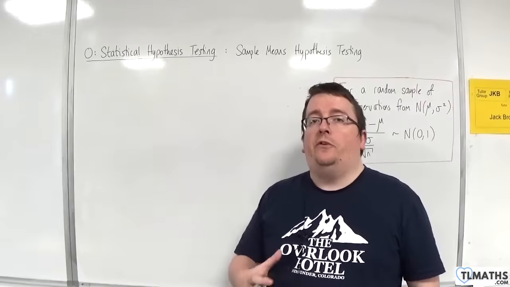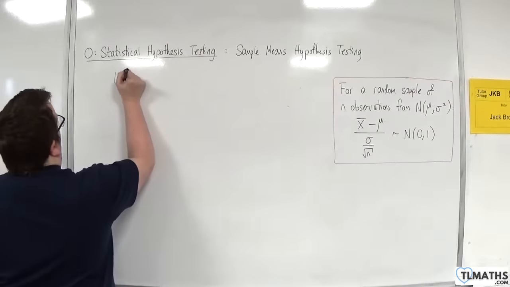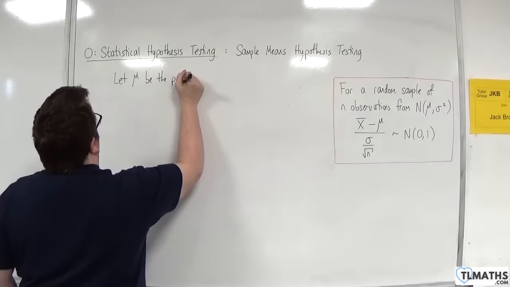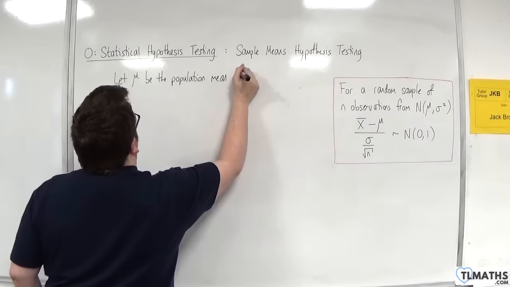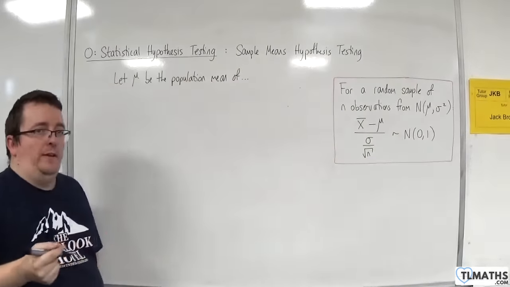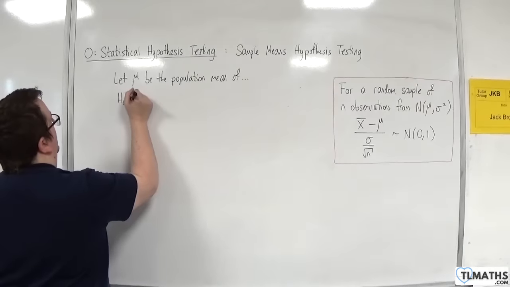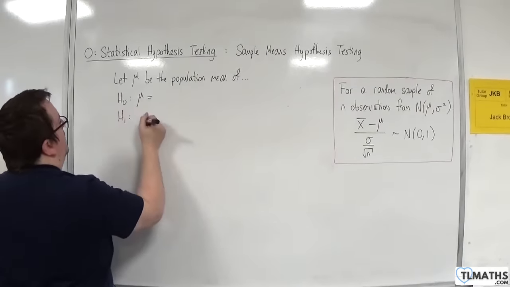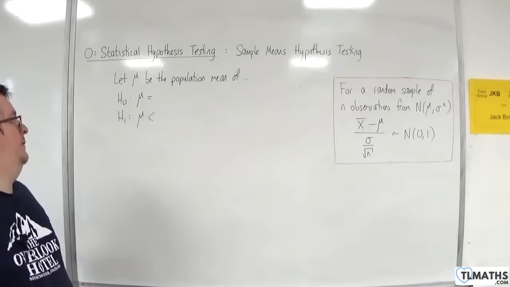Now, for sample means hypothesis testing with a normal distribution, we start off by stating let mu be the population mean of, and then we write that in context, okay? Then we have the null hypothesis, where mu is equal to some value. H1, mu is less than or greater than or not equal to that value.